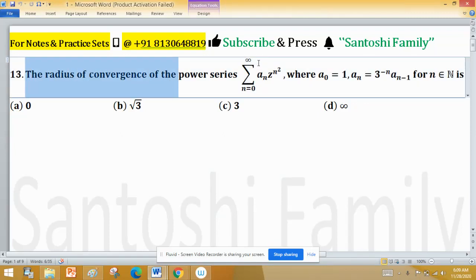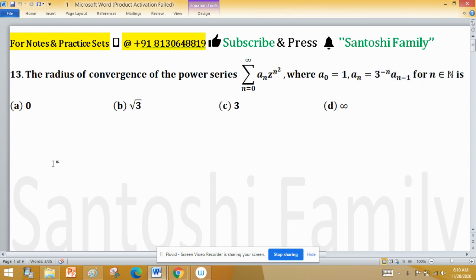The radius of convergence of the power series summation from n = 0 to infinity of a_n z^(n²), where a_0 = 1 and a_n = 3^(-n) a_(n-1) for n a natural number, is which one option? When these two terms are given to us along with the recurrence formula, we have to find the radius of convergence of this series.